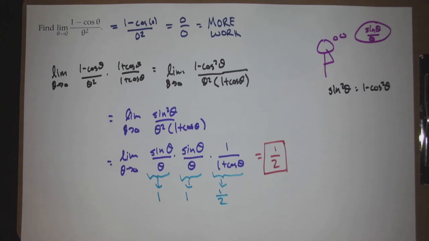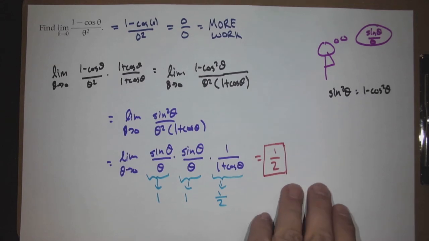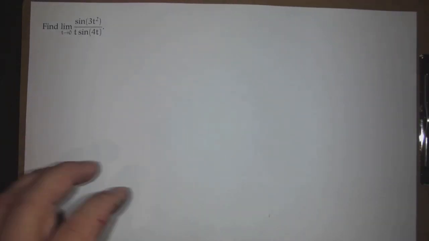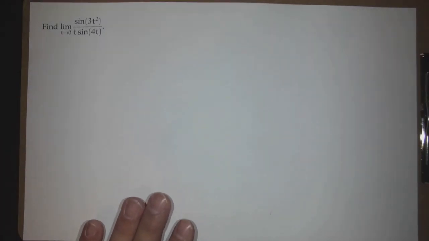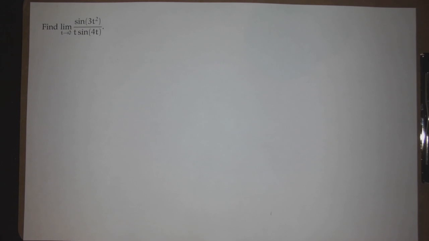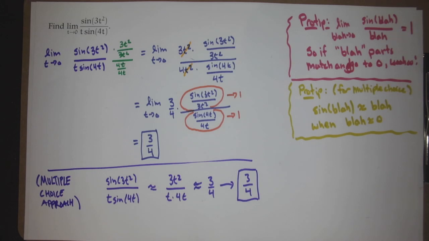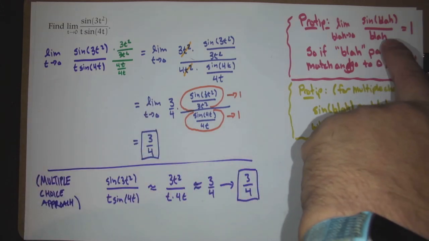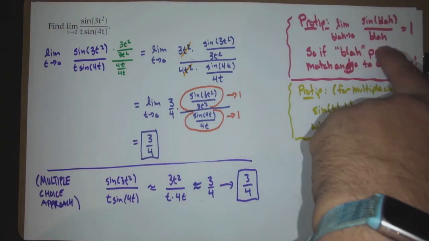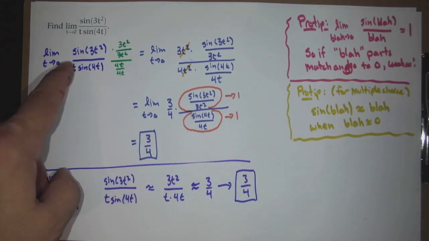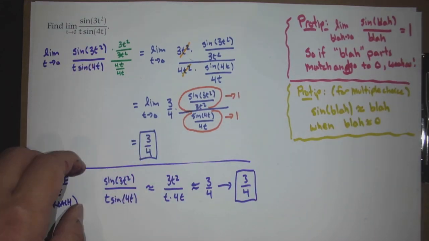All right. So now, here's one. Find the limit as t goes to 0 of sine of 3t squared divided by t sine 4t. If I see sine, I think to myself, I have my limit as blah goes to 0, sine blah over blah equals 1. So I need to put a 3t squared underneath that sine of 3t squared.